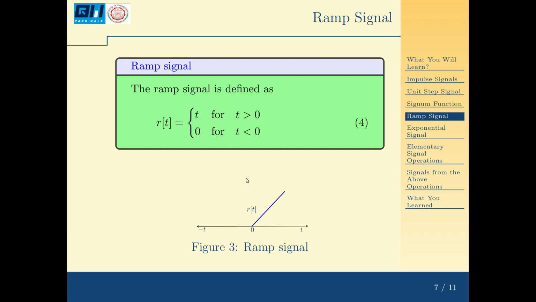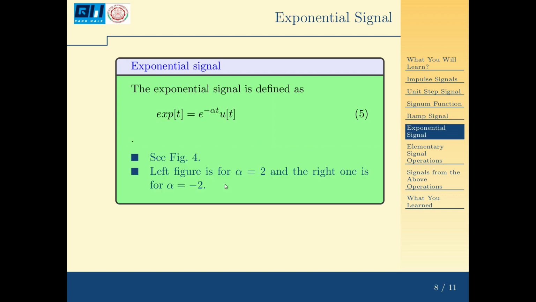And the ramp signal is defined as r(t) is t for t greater than 0 and equal to 0 for t less than 0. This has a slope of unity. This is a monotonically increasing function.